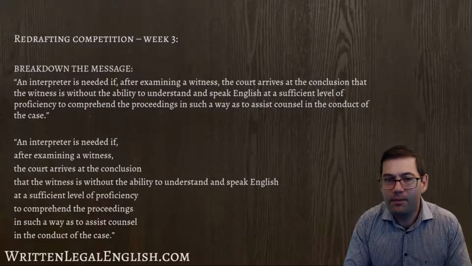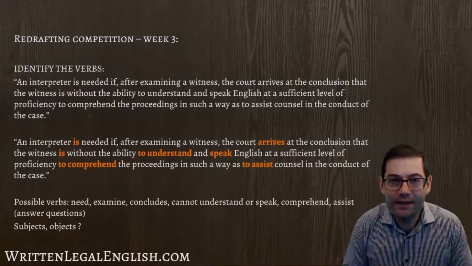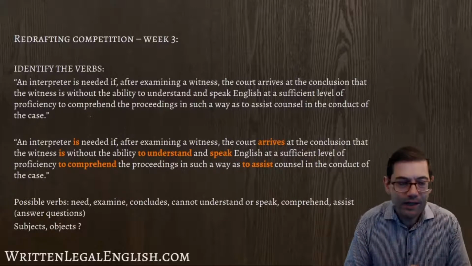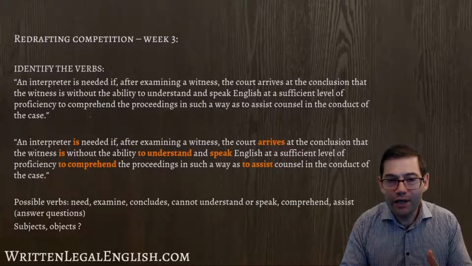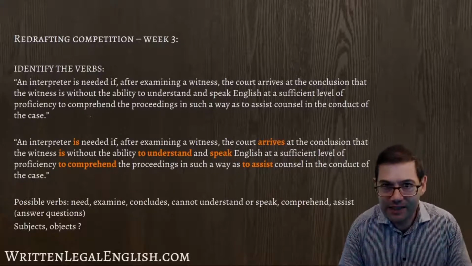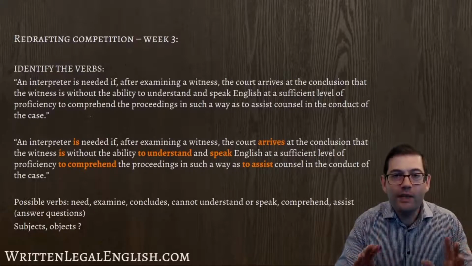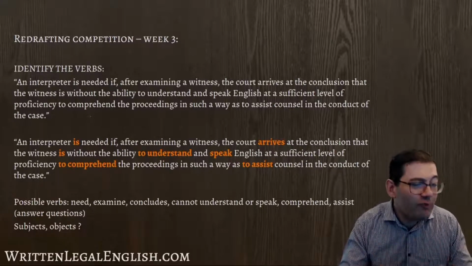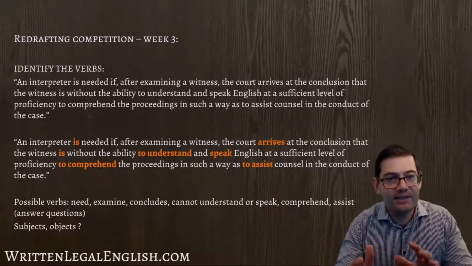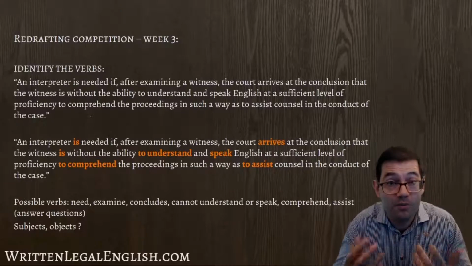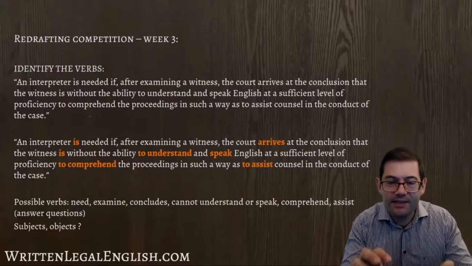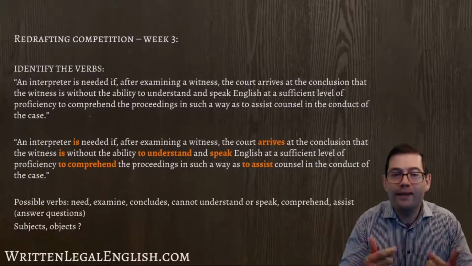That's the first step. The second step might be to identify the verbs in the text, and you can see that I've highlighted them behind me. So we've got is, arrives, is, to understand and to speak, to comprehend and to assist. The first thing we can identify is that those verbs are not really helping us. There is a message, but those verbs are not helping us to understand the message, which means that we're not using the appropriate verbs for this message. We need to use different verbs. We need to analyze the text now, and we need to find out where those verbs are.